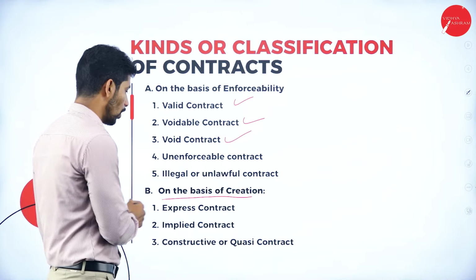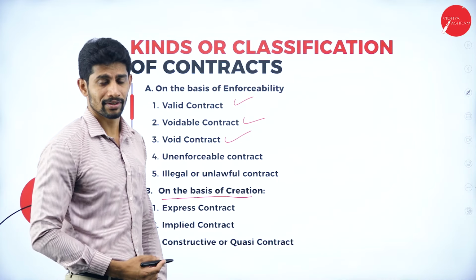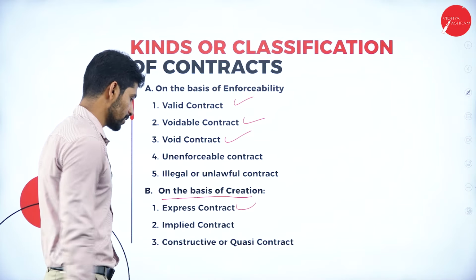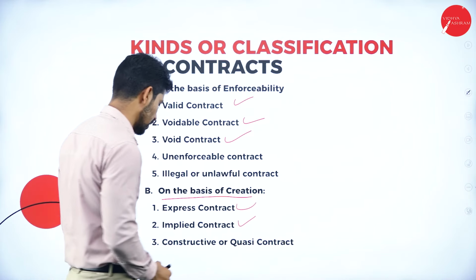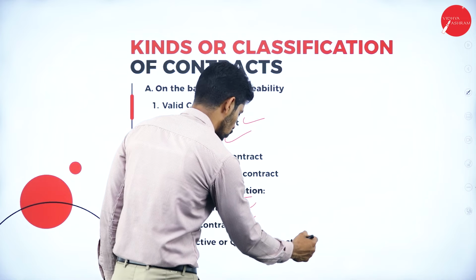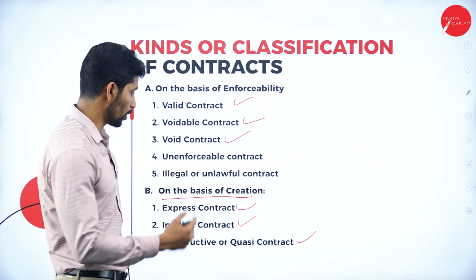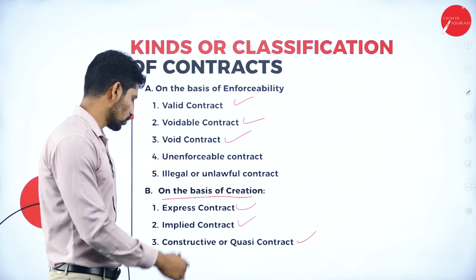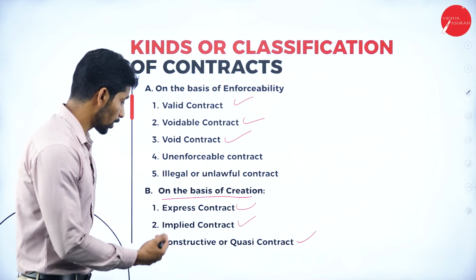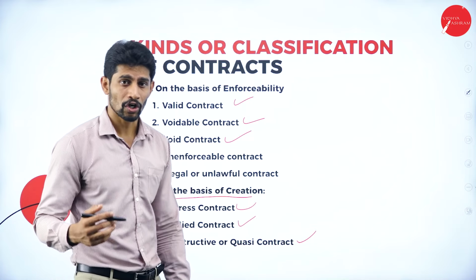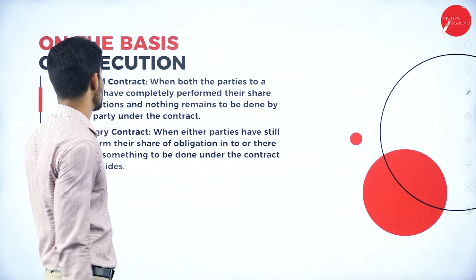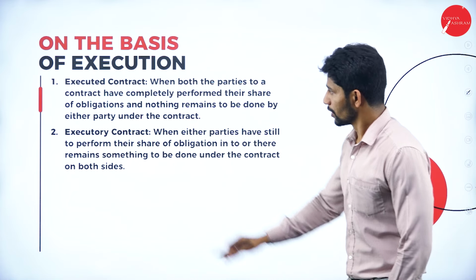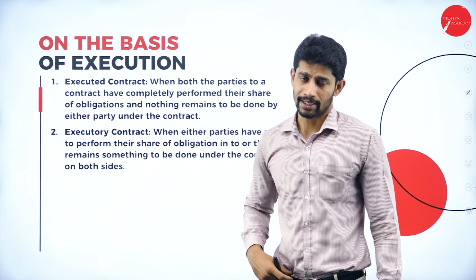Next one, on the basis of creation. The first one is express contract, implied contract, and constructive or quasi contract. So on the basis of creation, we are going to divide it into 3 types, that is express contract, implied contract, constructive or quasi contract. Next, on the basis of execution. The first one is executed contract.